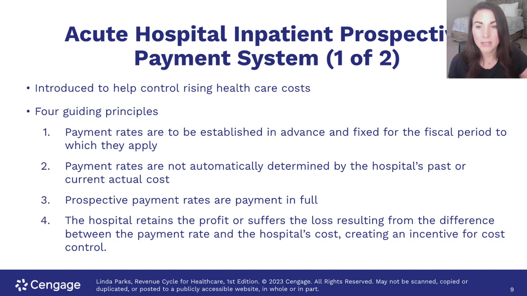Okay, there are 4 guiding principles under PPSs. Payment rates are to be established in advance and fixed for the fiscal period to which they apply. Payment rates are not automatically determined by the hospital's past or current actual cost. Prospective payment rates are payment in full, and the hospital retains the profit or suffers the loss resulting from the difference between the payment rate and the hospital's cost, which is what creates that incentive for cost control.